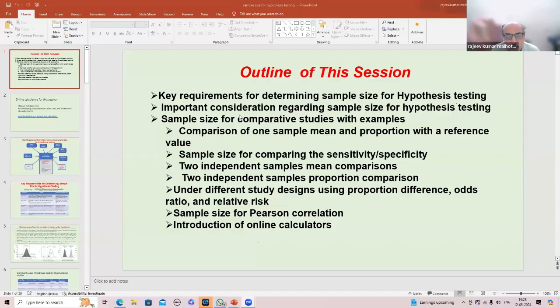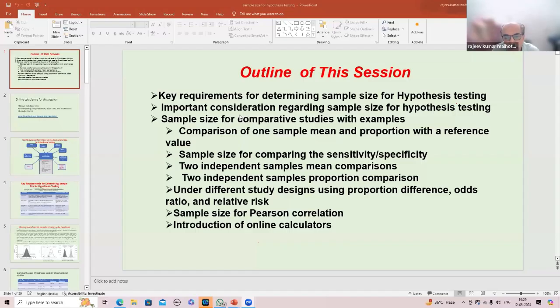After that, I will explain, if you don't have a proportion but you have a relative risk or odds ratio, then how you can convert your odds ratio into the case proportion or control proportion. So in that case, the use of odds ratio and relative risk in the estimation of sample size for the two groups in a case control study or in a cohort study. And lastly, we'll discuss the sample size for the Pearson correlation that we want to compare.